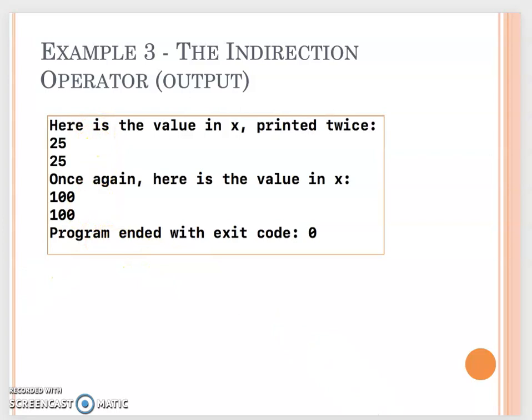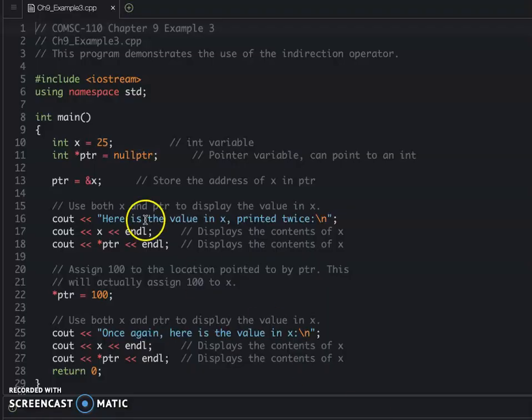But the most important thing, I want you to pause the video and run example 3 on your IDE. Then we can see here, this one is our x equal to 25. We can declare our pointer equal to the null pointer. Then we assign this pointer to refer to x.